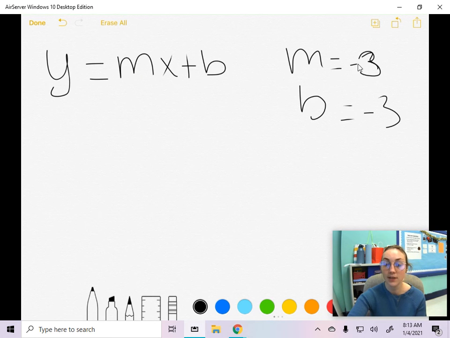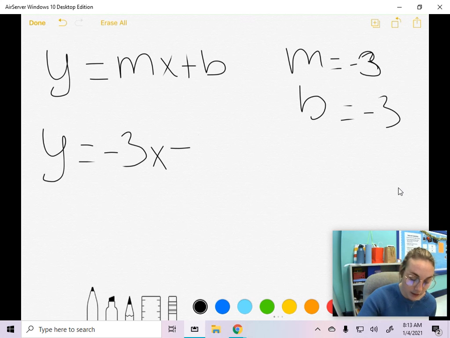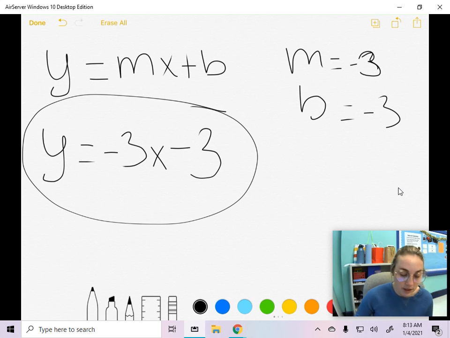So cool. Now I have slope and b, which is the y-intercept. So I can put this into the slope-intercept form. So slope-intercept form is going to be y equals, we have m is -3. And then we have -3 for y-intercept as well. So this is going to be our equation. So it's just finding those two things and plugging them into the slope-intercept form, and you're good to go.